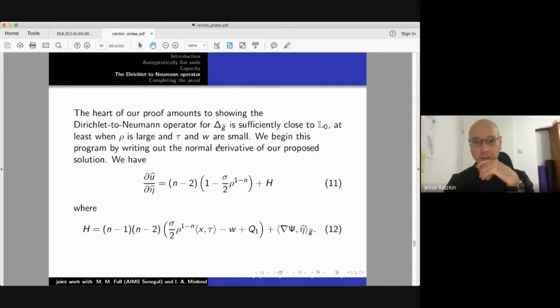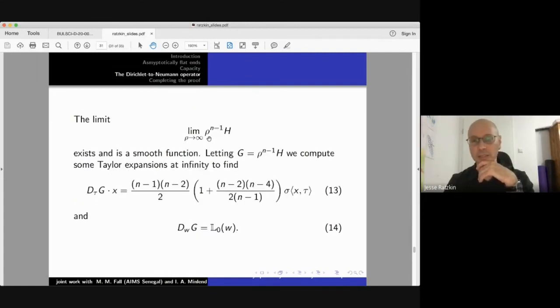Now, it turns out if you look at this expression for h closely, you'll see that the limit as rho goes to infinity of rho to the power n minus 1 times h exists, and that gives you a nice smooth function. So I'm going to look at this function. I'm going to compute Taylor expansions at infinity, and what I find is that the first thing that's interesting is that the derivative with respect to the w component is actually this Dirichlet-Neumann operator I had a couple of slides back. And the other thing is that the derivative with respect to the translation parameter has a normalizing constant here, but it's essentially sigma times an inner product with tau.